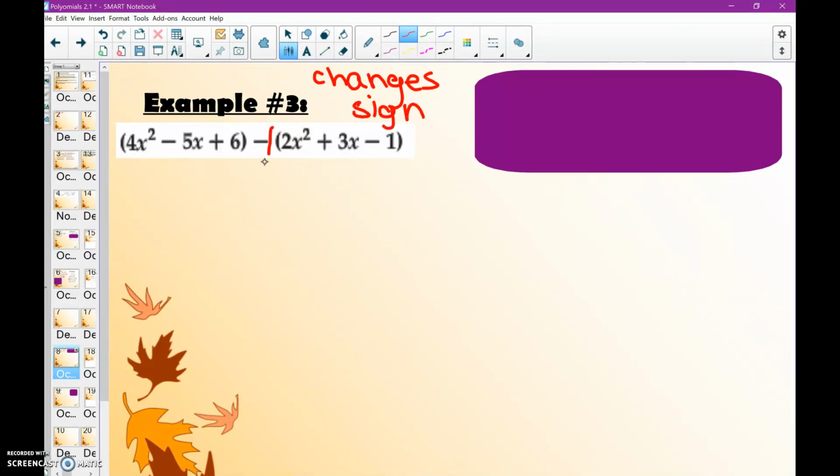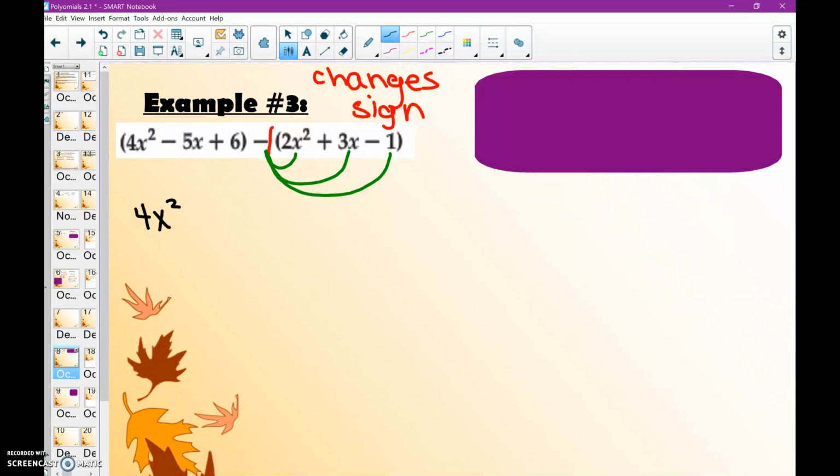And really, because this -1, this -1 times all this, it really has to be distributed. So it's -1 times 2x squared. It's -1 times positive 3x. And it's -1 times -1. So all of these signs are going to end up changing, but notice it's not being multiplied by this group, so they are not going to change. So that's the only thing that's different with subtracting.